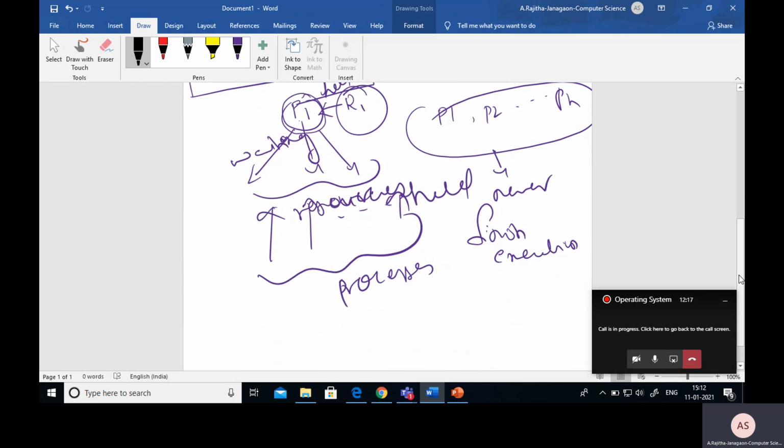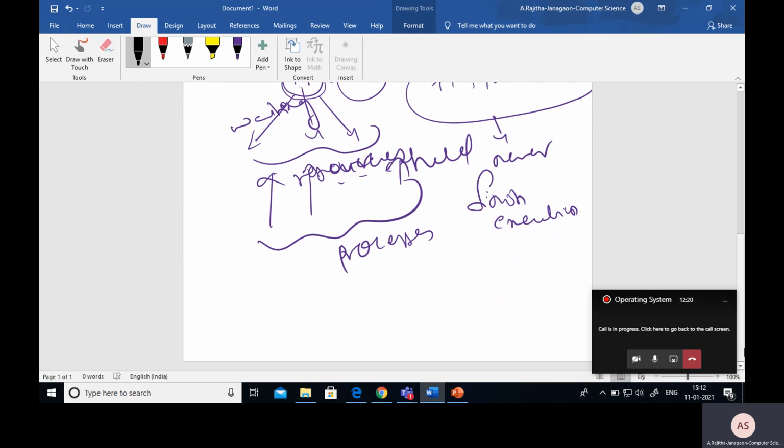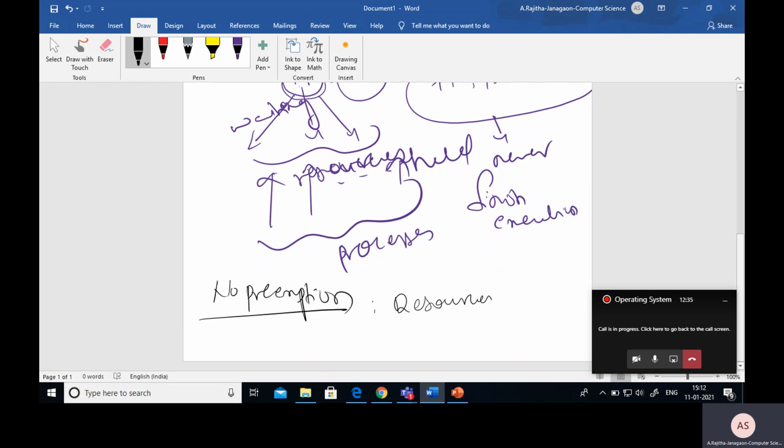So this is the no preemption. Now hold and wait is complete, and we move to no preemption. So what is no preemption? No preemption means resources cannot be preempted. A resource can be released only voluntarily by the process holding it.